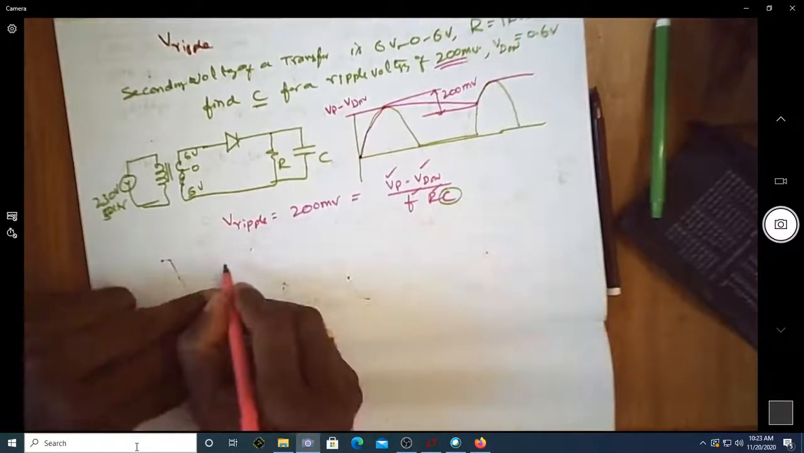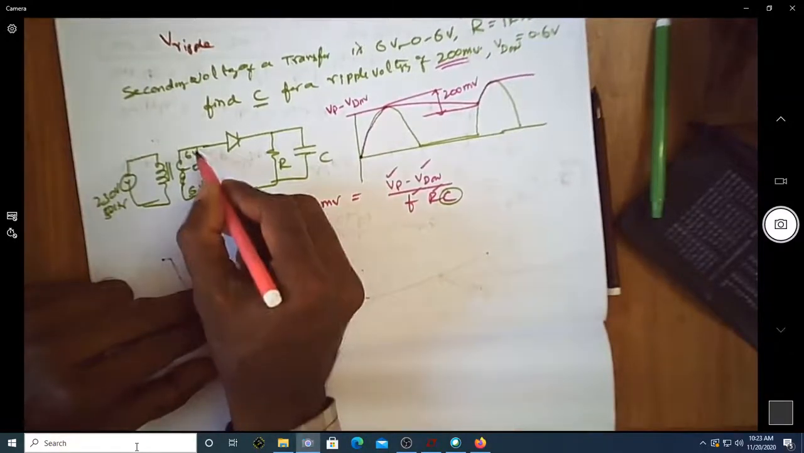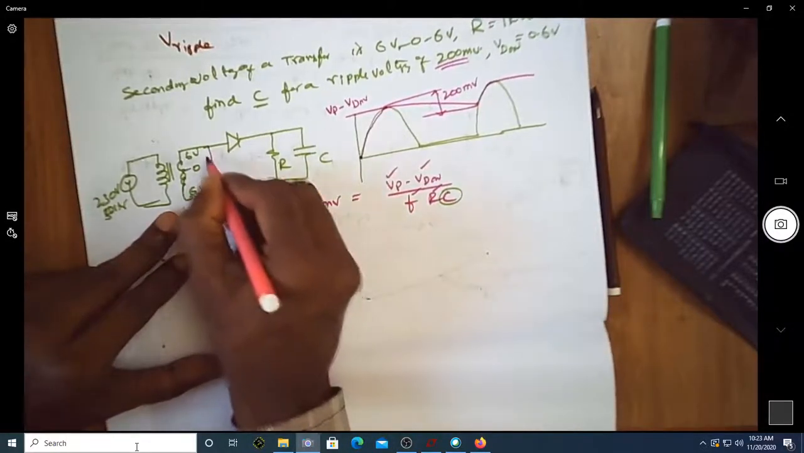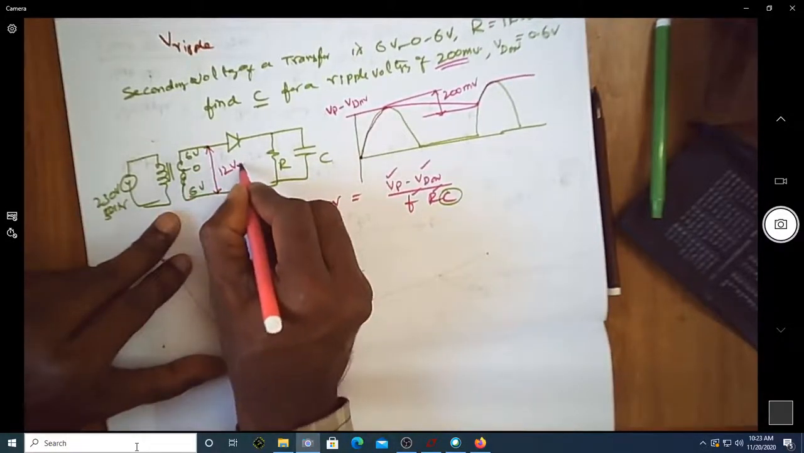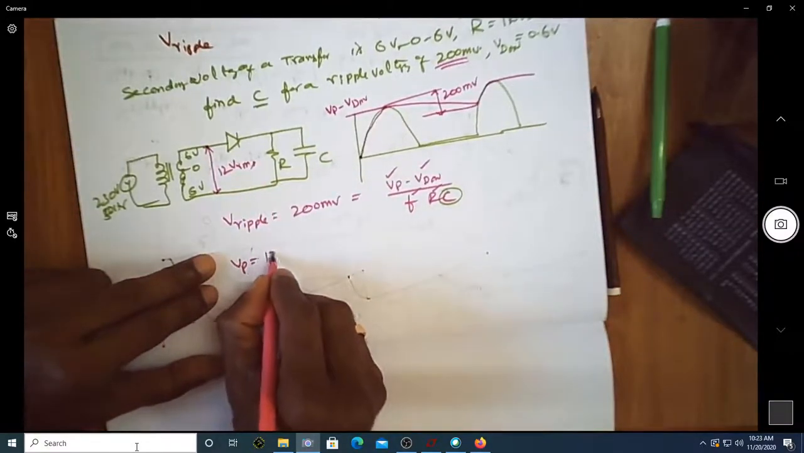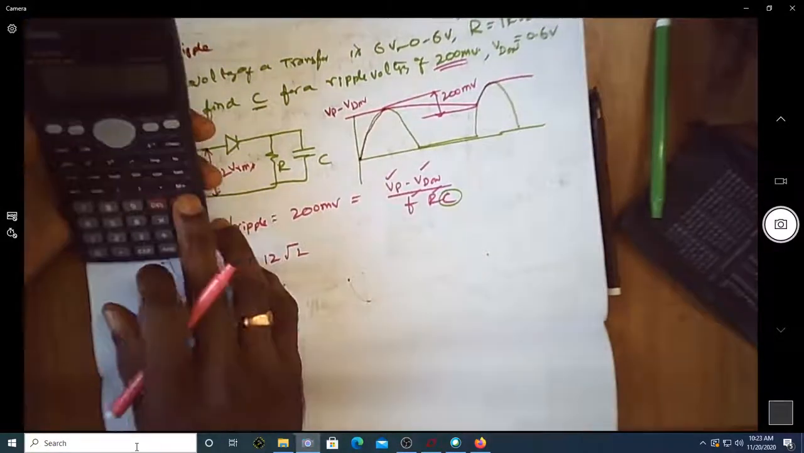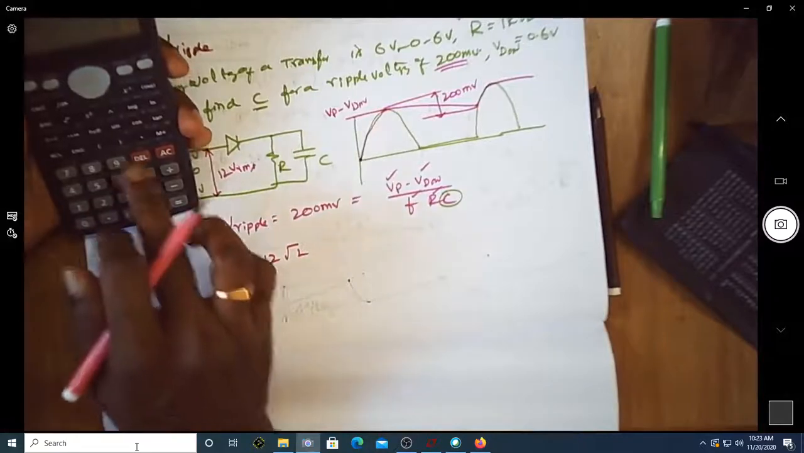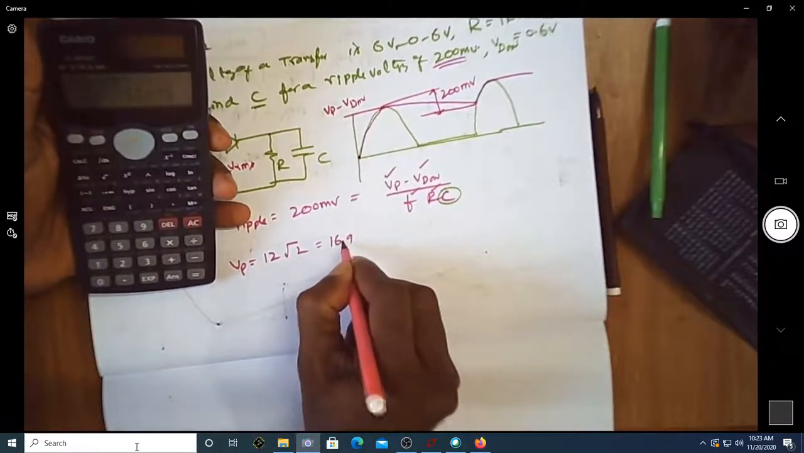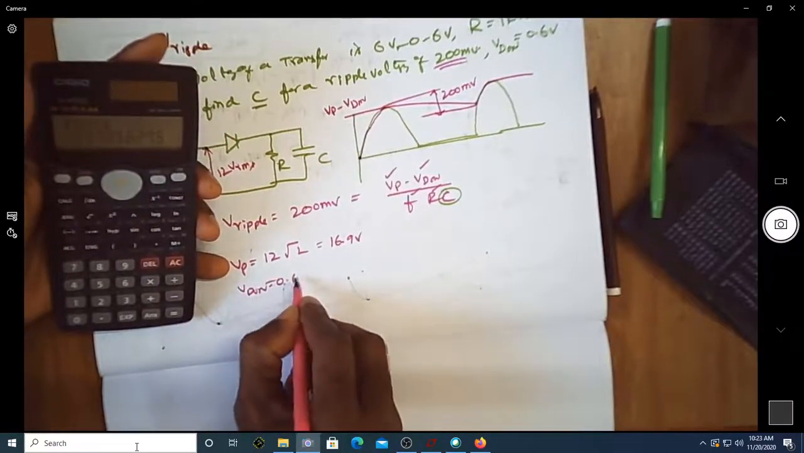So what is Vp now? Vp is nothing but the peak voltage. If you look at this, it is 6-0-6, which is actually a voltage of 12 volt RMS. When it is 12 volt RMS, the peak voltage happens to be 12 into root 2, which is 16.9 volt. That is the Vp, and Vd on we consider as 0.6 volt.